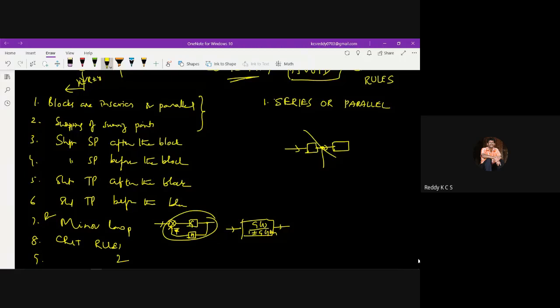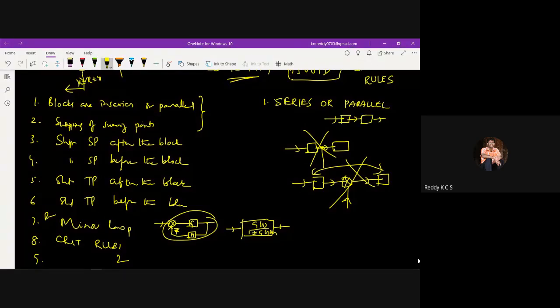Okay, so then it is not said to be a series. And also, if suppose it is like this and it is like this, then these two are not said to be in series. If they are connected directly without any intermediate, say for example a takeoff point or summing point in between them, then we can say it is a series.